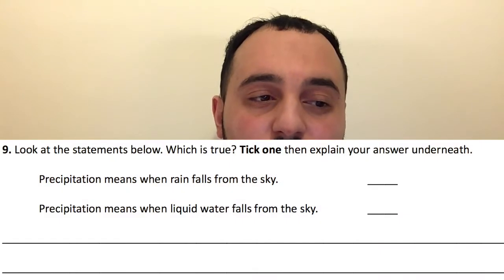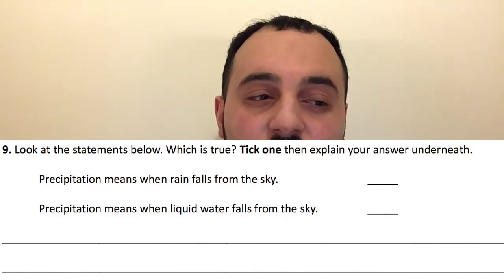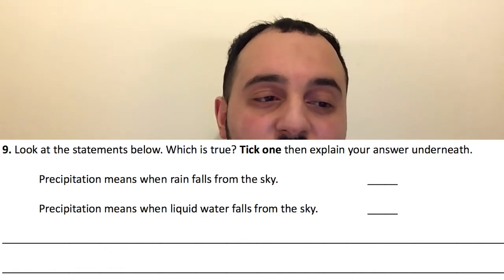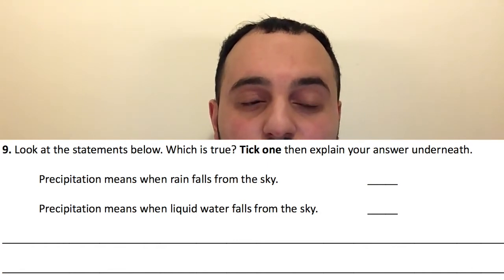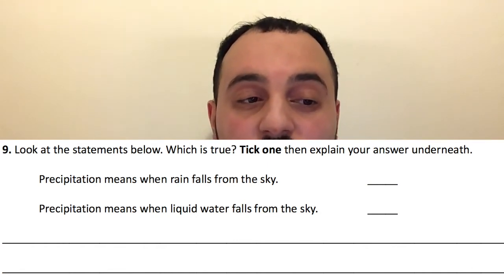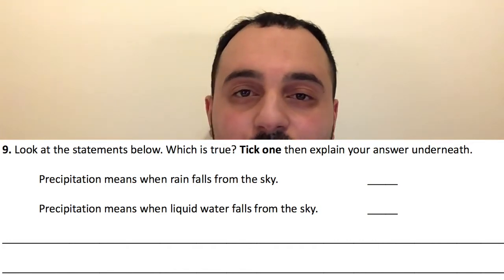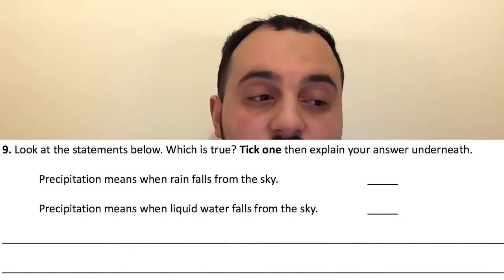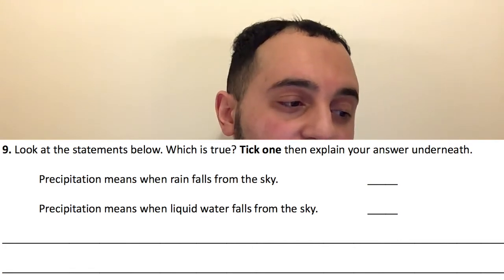Right, question 9. Look at the statements below. Which is true? Tick 1, then explain your answer underneath. So we did one of these in the yesterday one, didn't we, as well? So precipitation means when rain falls from the sky, or precipitation means when liquid water falls from the sky. So which one of those is true? The one that we need to tick is the second one. Precipitation means when liquid water falls from the sky. That is the one we need to tick.